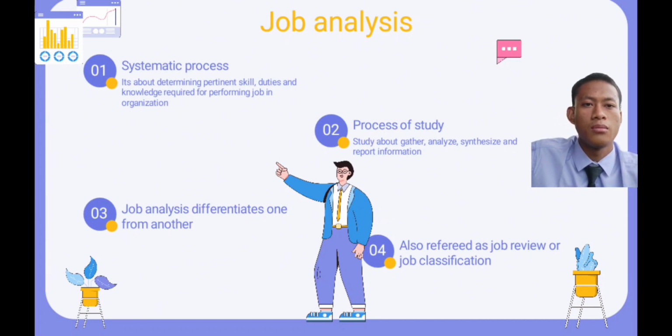Process of study, job role and requirement involve several key steps. Number 1, identifying job to analyze. Number 2, data collection method. Number 3, job analysis tool. Number 4, consultation. And number 5, documentation and reporting. Point number 3 is definition between job analysis and job review.